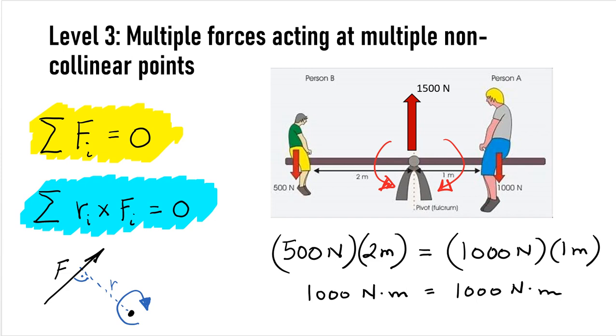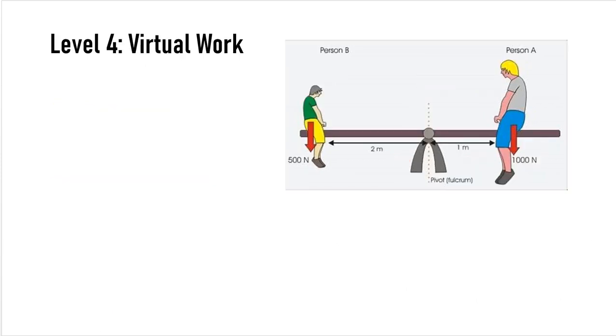Okay, so that covers level 1, level 2, level 3. Now level 4 is understanding equilibrium from the perspective of virtual work. So first of all, what is work?